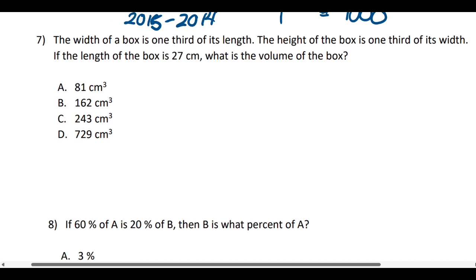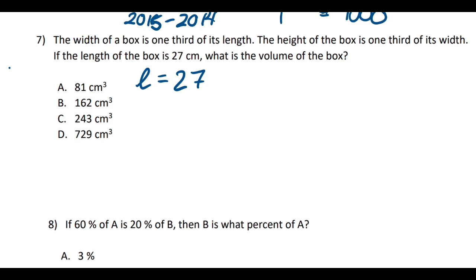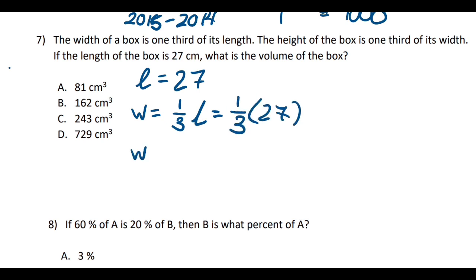Number 7, the width of a box is 1/3 of its length. The height of a box is 1/3 of its width. If the length of the box is 27, what is the volume of the box? So it says the width of the box is 1/3 of its length. So since the length is 27 and the width is 1/3 of the length, that means it's going to be 1/3 of 27. 27 divided by 3 is 9.